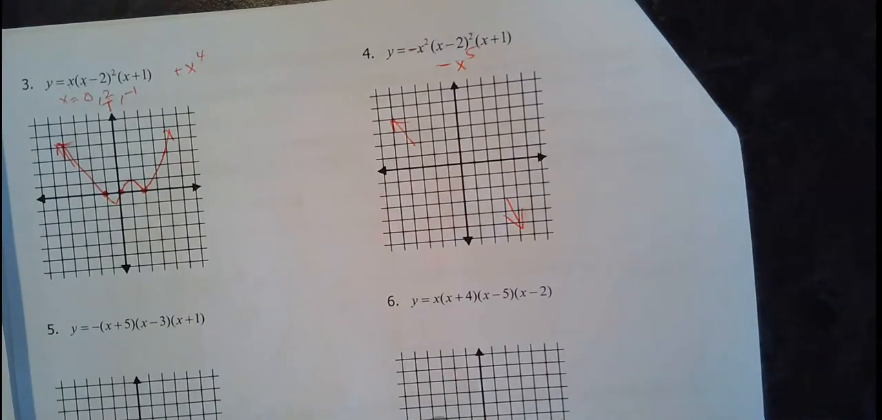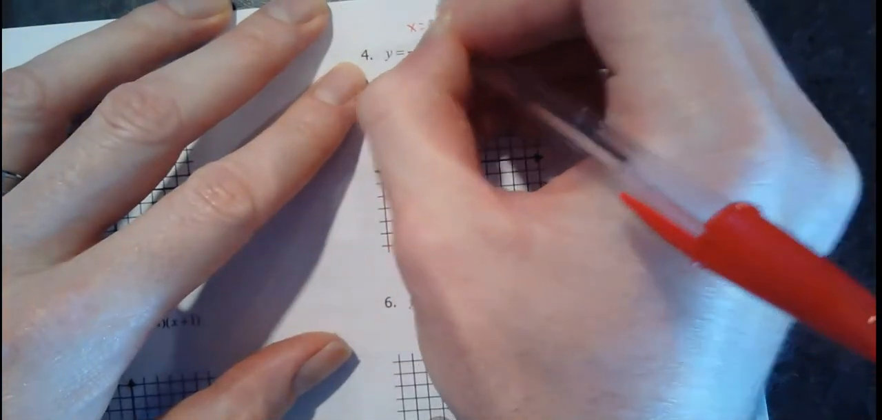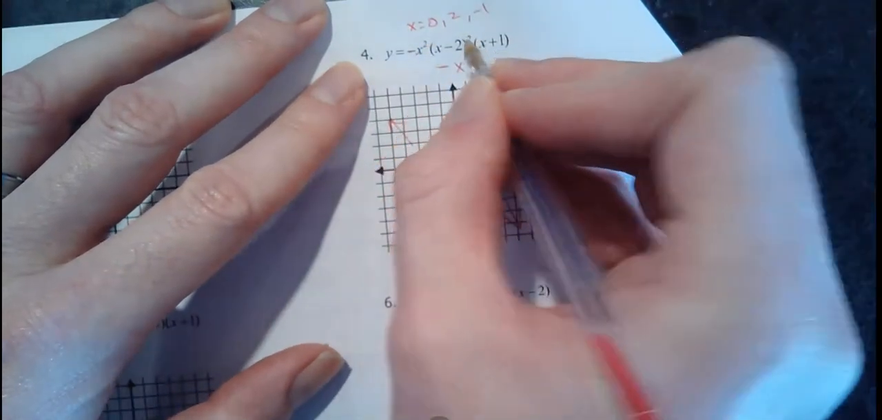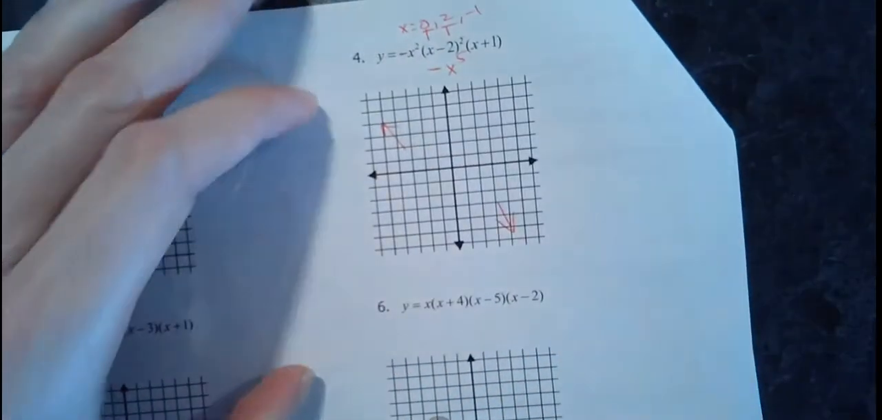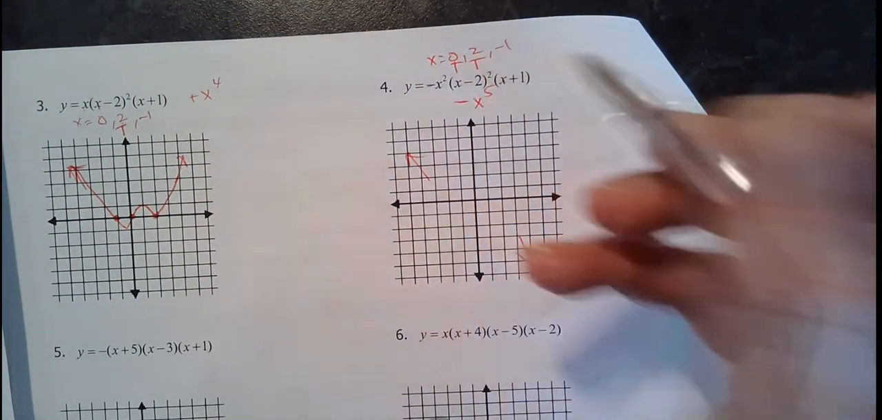That's the end behavior. Now the in-between behavior are these zeros. So x equals 0, 2, and negative 1. These have a multiplicity of 2, so these are touches. I'll just put a T under them for touch. Okay, so at 0 and at 2, I want to touch. At negative 1, I want to go through.